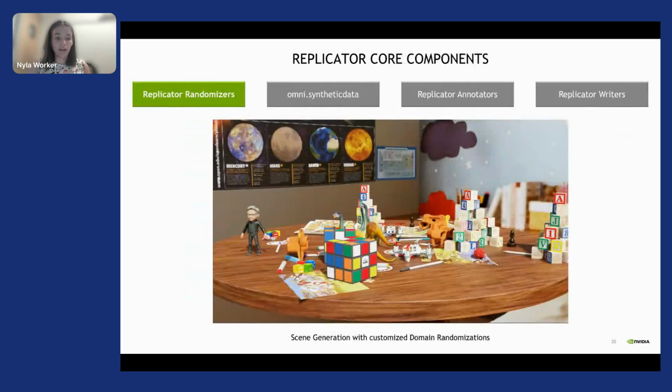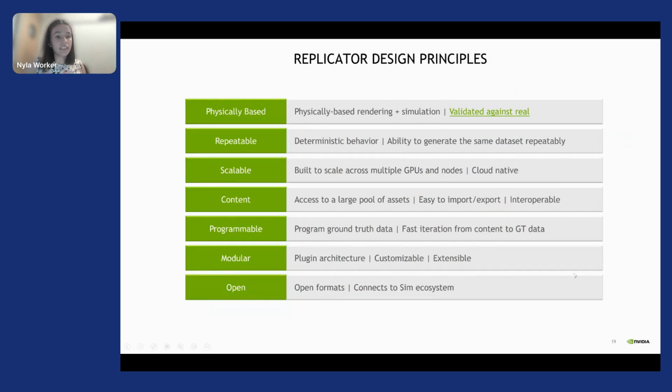Replicator is built on top of these characteristics, which is physically based. So we have very realistic materials with reflections. We make it so that it has deterministic behavior. It is scalable. You have access to large pieces of content. It's programmable. As I said, it works with Python, and it's very easy for you to get ground truth data. It's modular, and it's open, built on top of open standards.